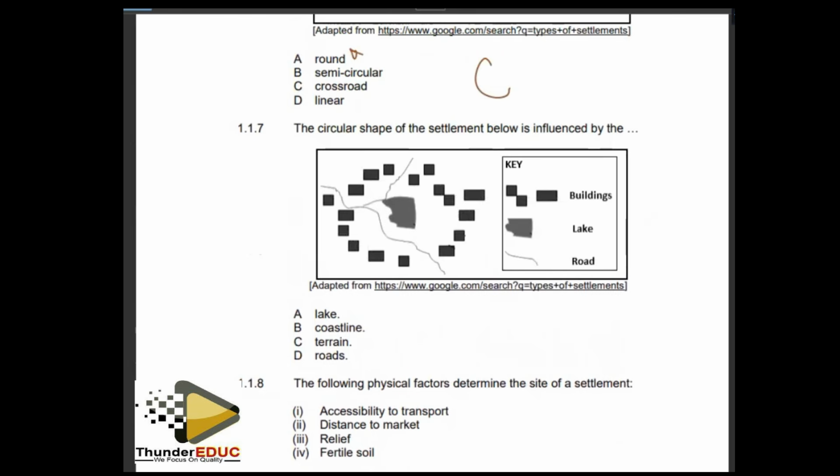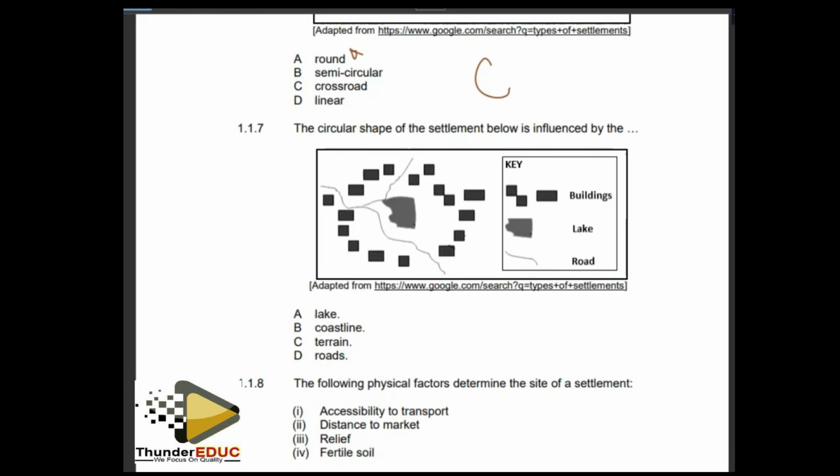The circular shape of a settlement below is influenced by. First of all, when you interpret this diagram, there is a key. Which key indicates that there is a lake in the middle? It is circular. That means it is surrounded by one oval or round thing. A road can't make it circular. Buildings can't make it circular. There's a coastline, and so on and so forth.